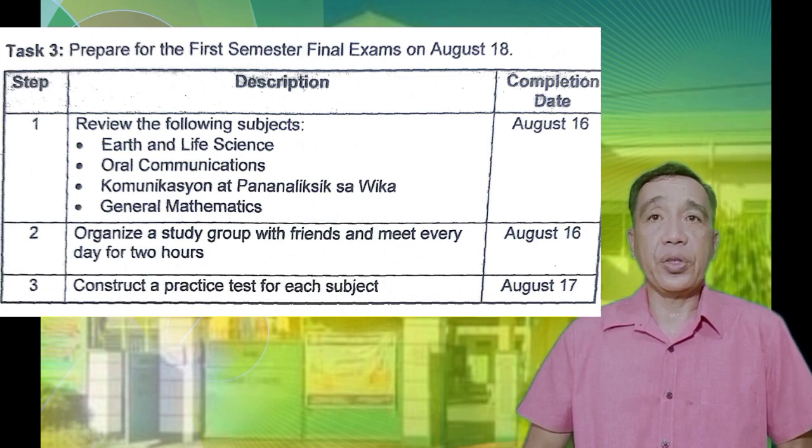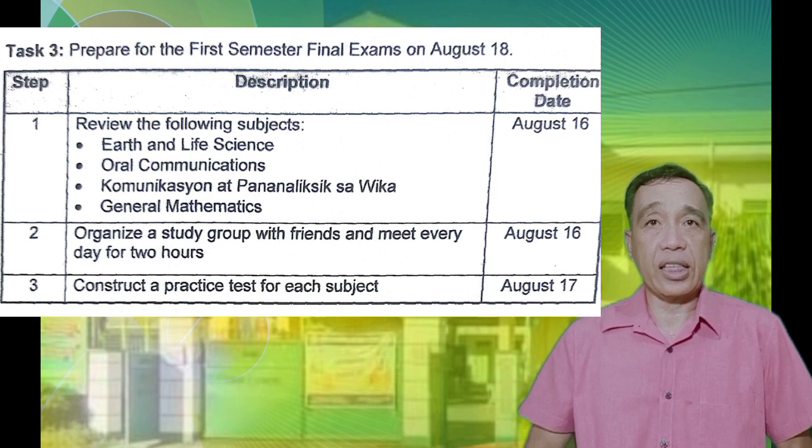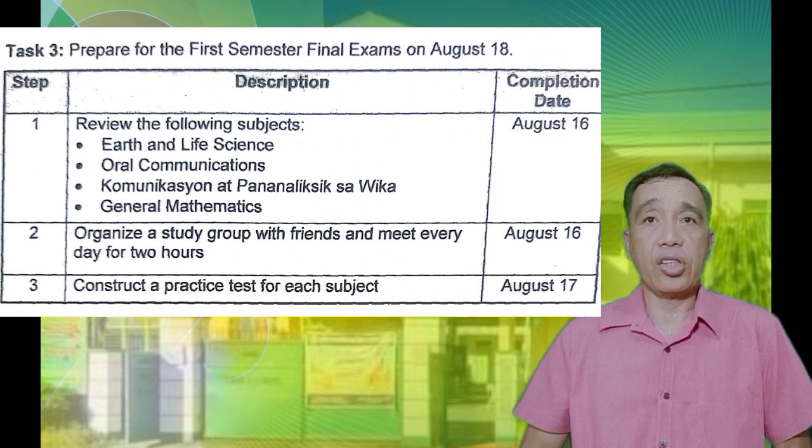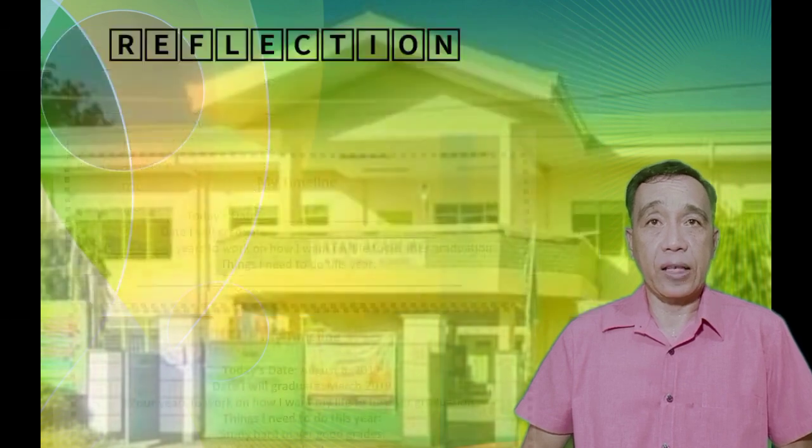Step 1, review the following subjects: Earth and Life Science, Oral Communications, Komunikasyon at Pananaliksik sa Wika, and General Mathematics in August 16. Step 2, organize a study group with friends and meet every day for 2 hours in August 16. Step number 3, construct a practice test for each subject, August 17. He did some preparations to study his lessons ahead. His preparations are very helpful in achieving his short-term goals.